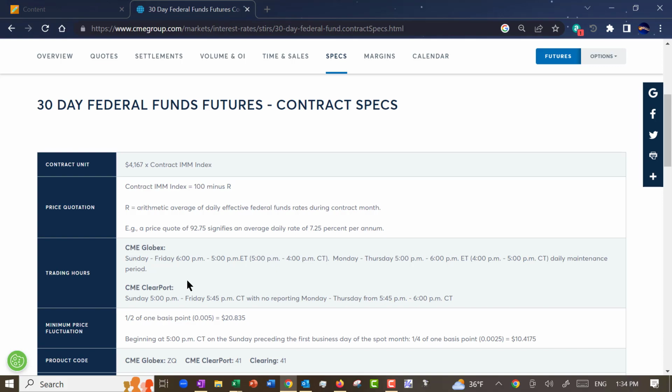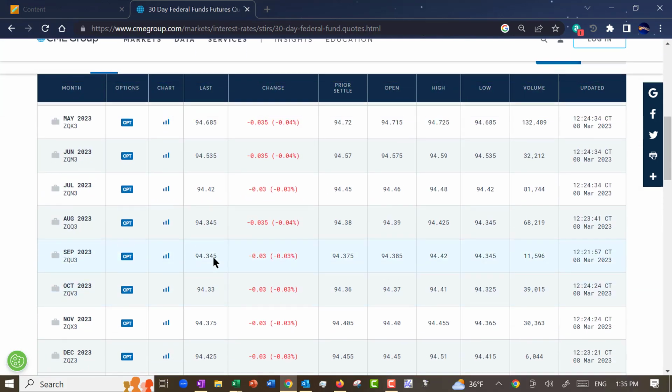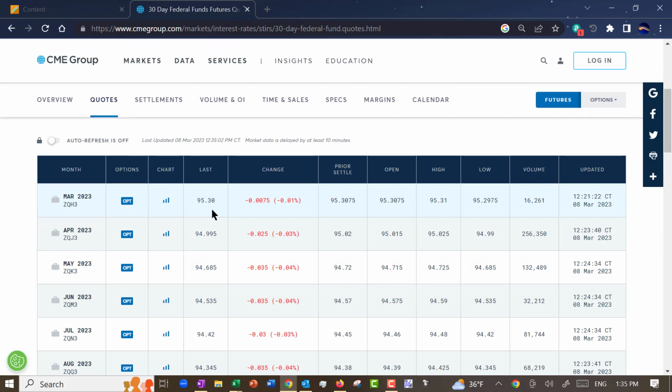So if you go long at 95.30, and the contract goes to 95.31, each contract makes you $41.67. If you're short, obviously you lose money when the price goes up. But if price is going up, the interest rate is coming down.